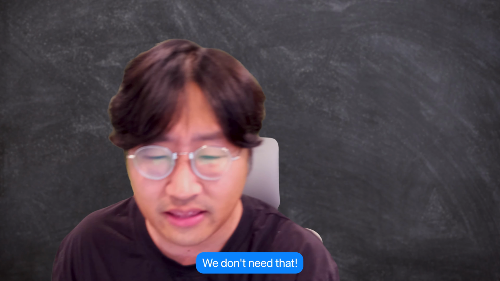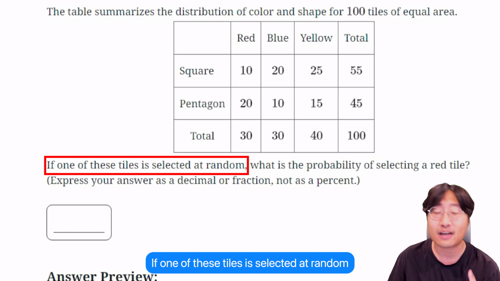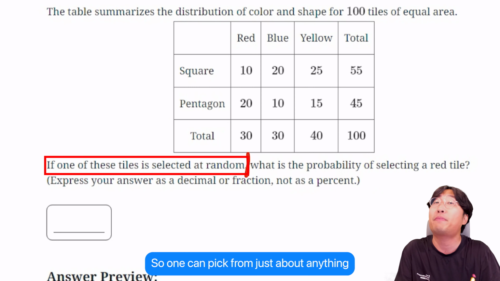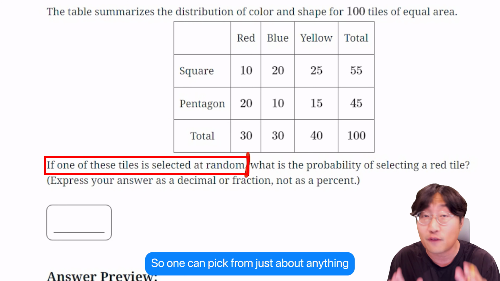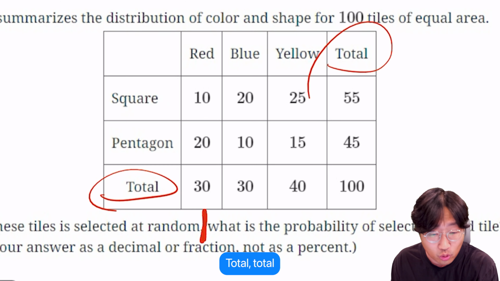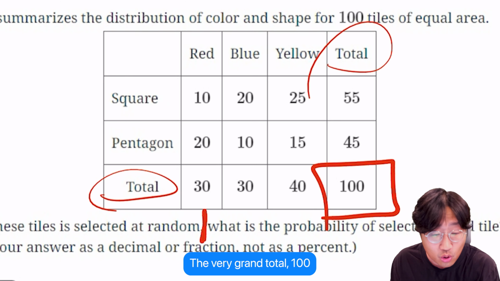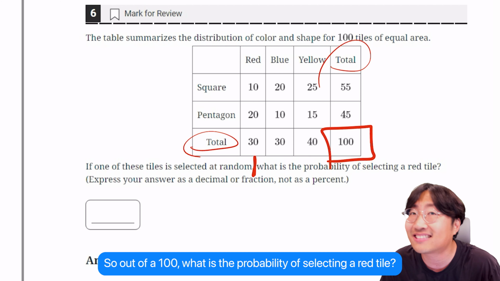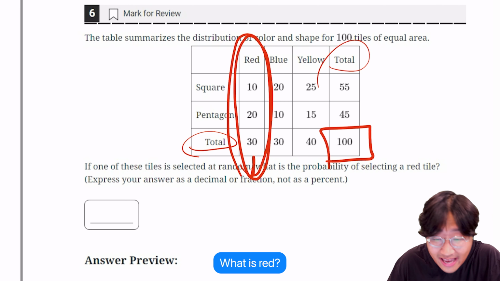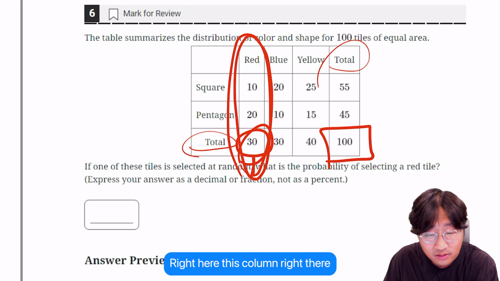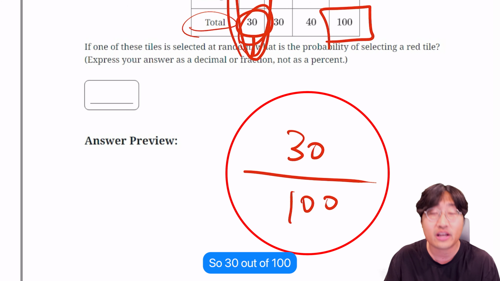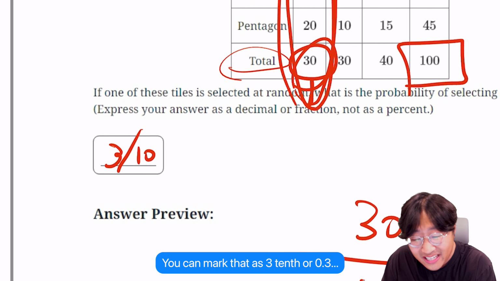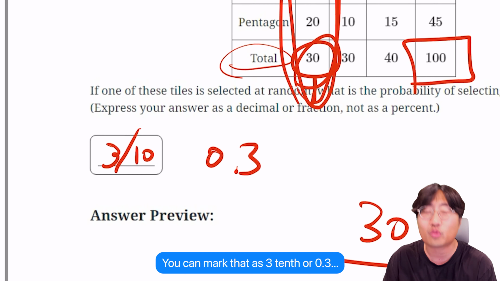Number 6, the table summarizes distribution. We don't need that. If one of these tiles is selected at random, stop right there. So we can pick from just about anything. The grand total is 100. So out of 100, what is the probability of selecting a red tile? What is red? Right here in this column, the total red is 30. So 30 out of 100, you can mark that as 3/10 or 0.3.